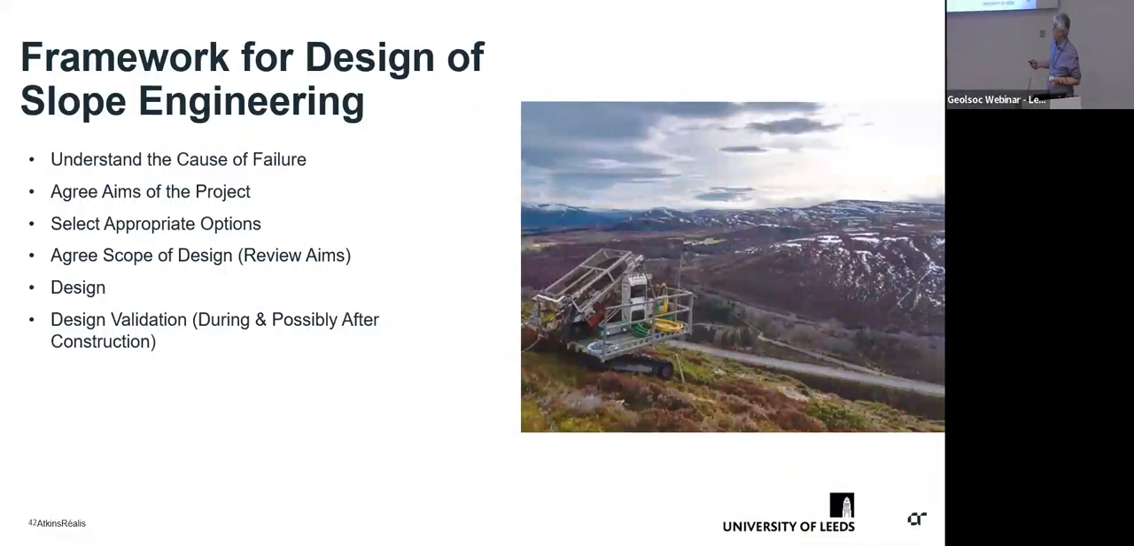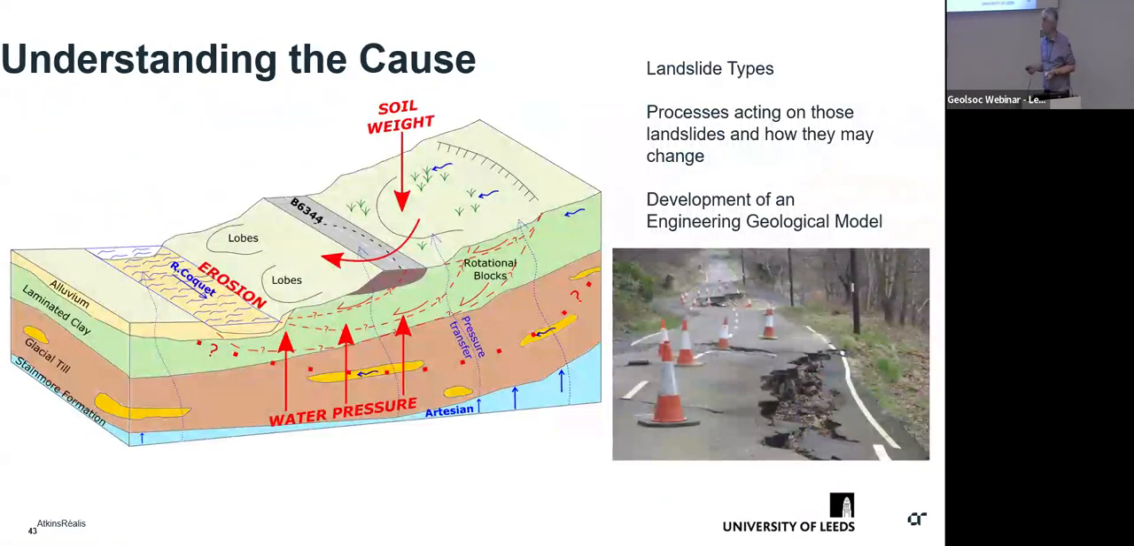It's about selecting appropriate options, agreeing the scope of the design, undertaking the design, and then design verification. So the case that I'm going to use just to run through those is the Crag End landslide, which we've worked on at Atkins Realis over the years. Those that are familiar with Northumberland, it's by the Cragside National Trust property, and you've got the B6344 that runs next to it.